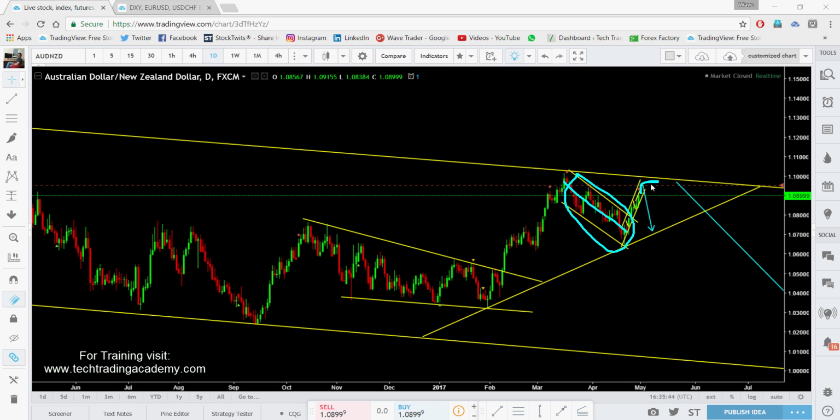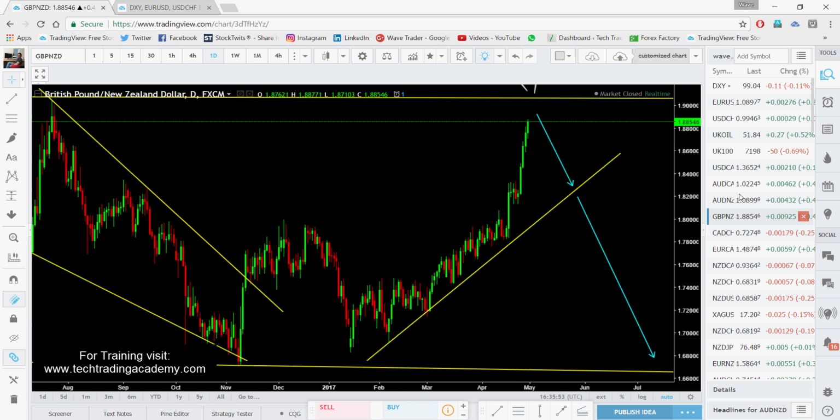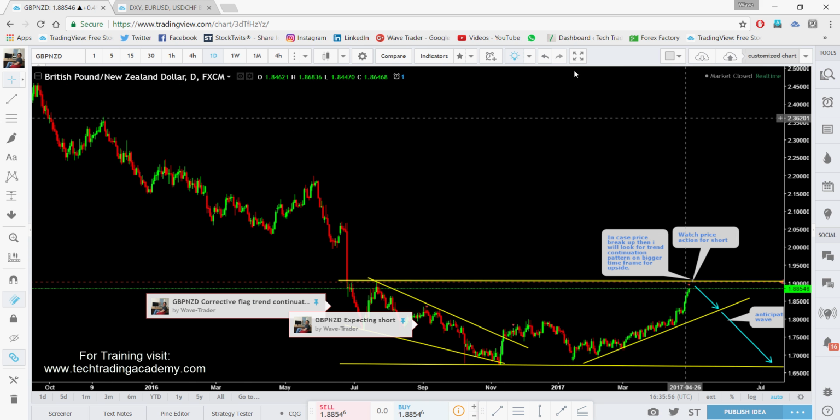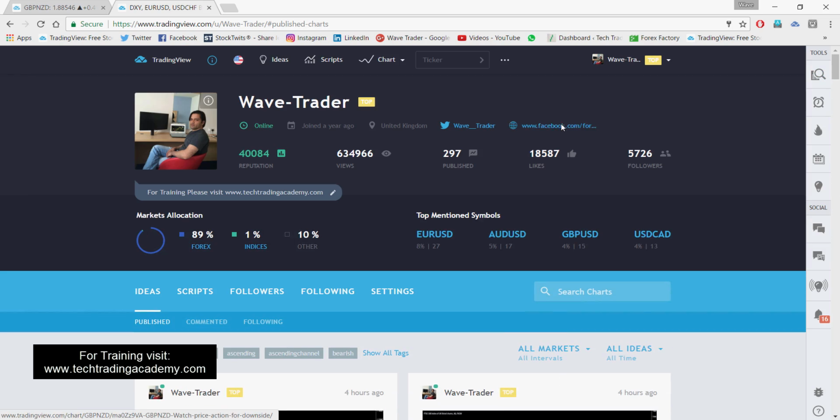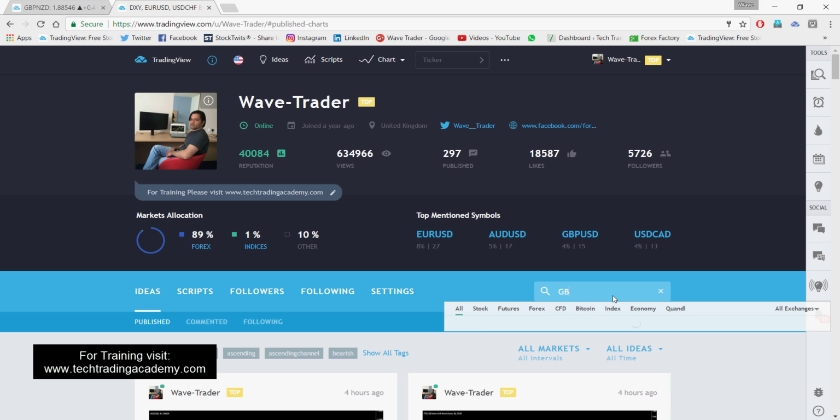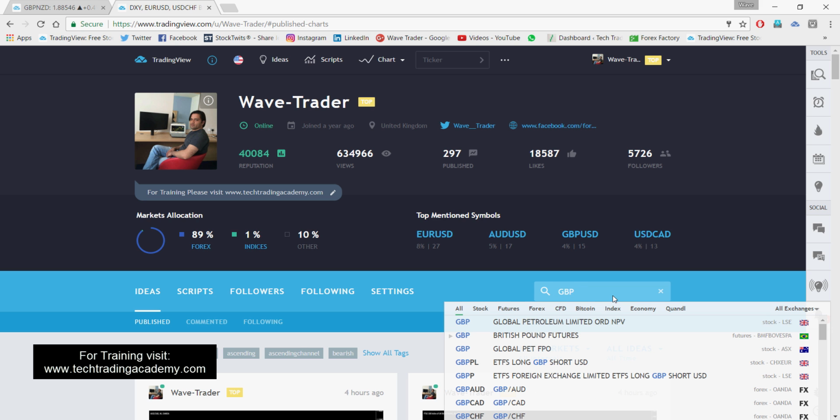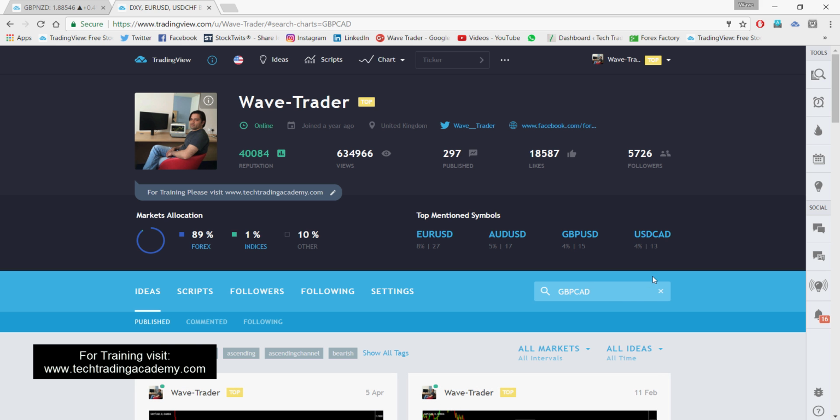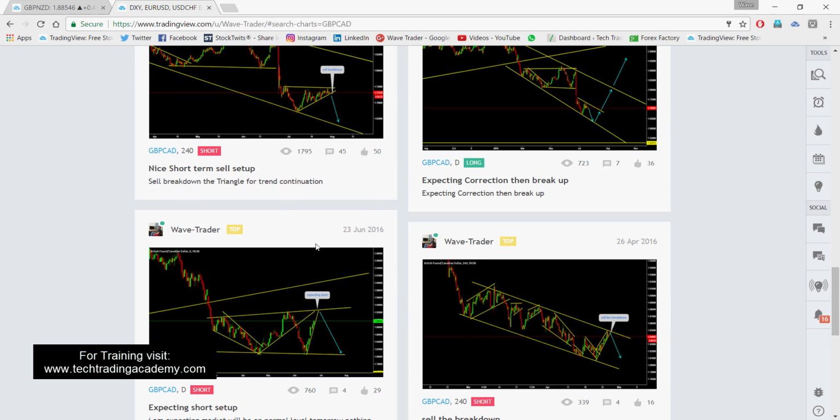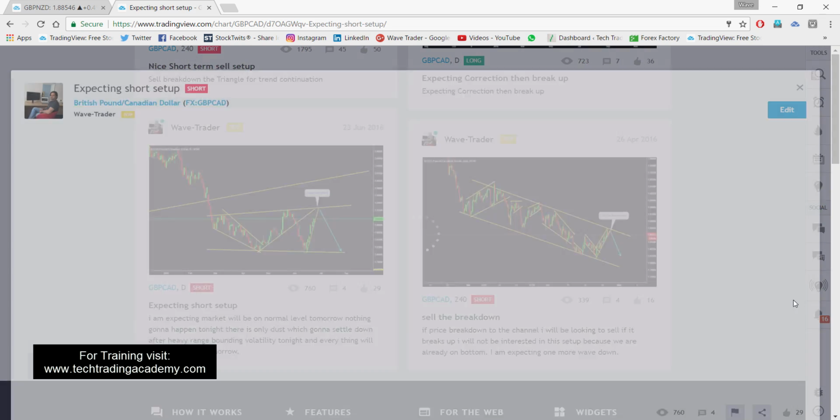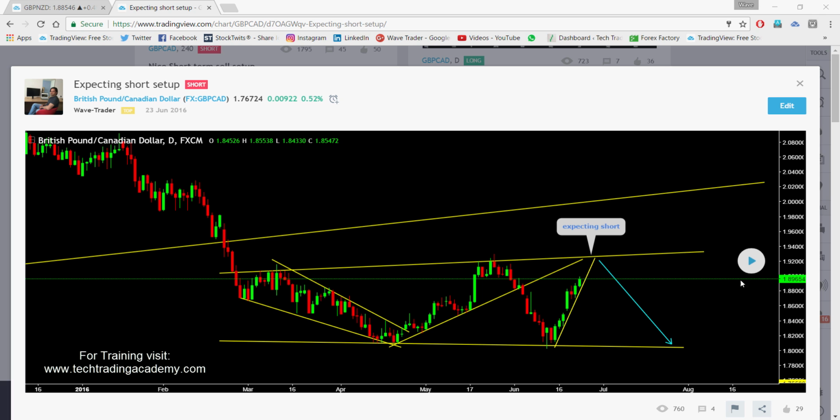Now we're gonna look for some strong rejection and then a breakdown up to the bottom on this pair. Pound New Zealand, what formation are we having here? We are having the same formation which we have seen on Pound CAD. This formation. Now we have seen that formation on New Zealand dollar as well.